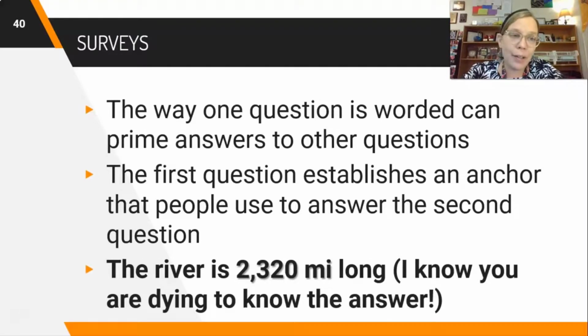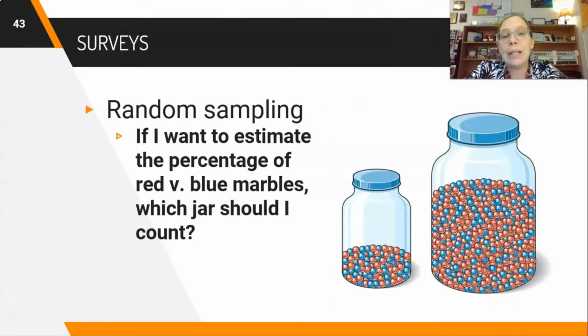Okay, I know you're dying to know, so here's the answer to the question, how long the Mississippi River is. So see how you did. The real answer is 2,320 miles long. So probably if you were affected by the way my first question was worded, then you had maybe a lower prediction here.